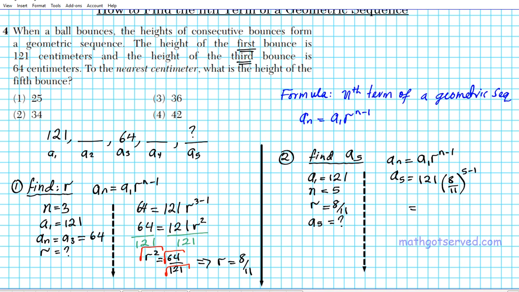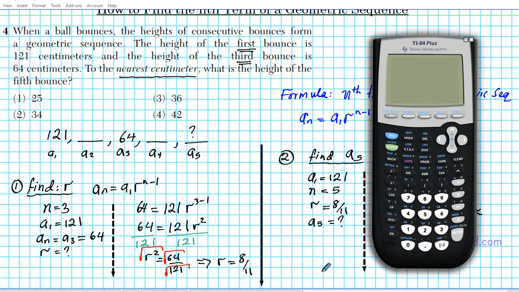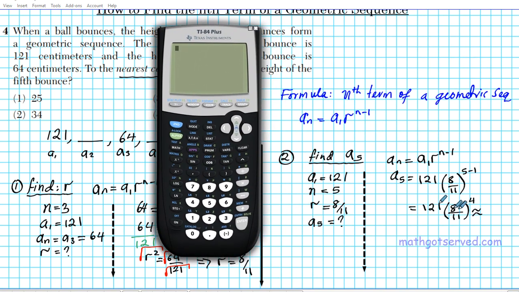Okay, so we're going to use our calculators for this since we're asked to find the approximate value. So 121 times (8/11) raised to the fourth power. Let's plug that into our calculator and round it to the nearest centimeter, the ones place. I'm going to be using the TI-84 to enter this expression: 121 times 8 divided by 11 raised to the fourth power. Enter.